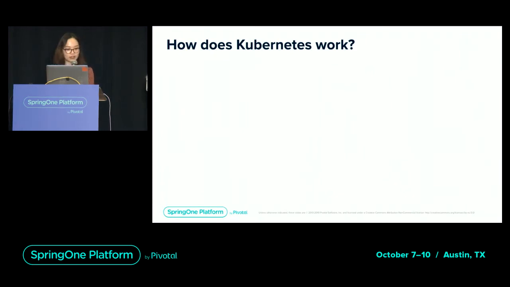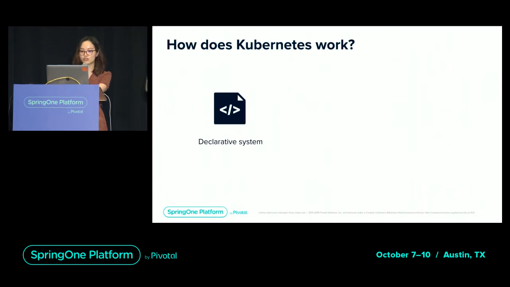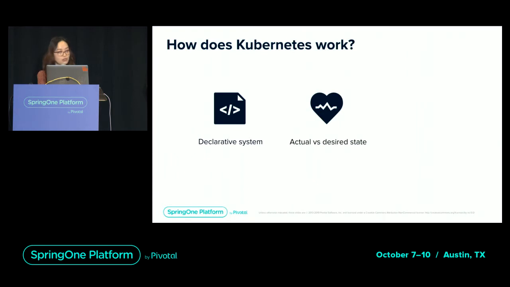So how does Kubernetes work? First, Kubernetes is a declarative system, which is great for reproducible deployments. Users declare the desired state of their workloads and applications running in the cluster. Kubernetes will then compare the actual state of those workloads and applications to the desired state, which is the input from users. Once it has noticed any differences between the actual and desired state, it will perform various actions to correct the situation.